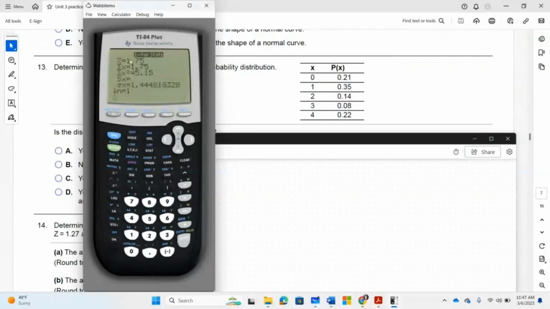And it tells me the mean, but I'm not looking for the mean. I'm checking that the n is equal to 1. So n is equal to 1, which means it's a discrete probability distribution. And what does it mean? The sum of all the probabilities is equal to 1. And if I'm told to find the mean, the mean is 1.75 to 2 decimal places, and the standard deviation is 1.44 to 2 decimal places. So it's not a big deal.